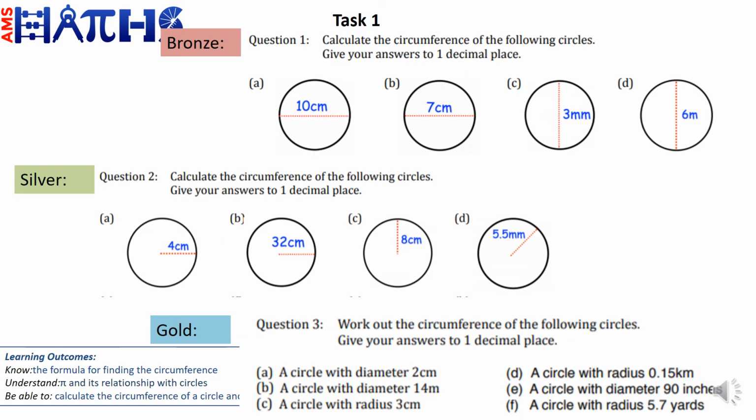All right, here's our first task. To calculate circumference of circles. Bronze, you're given the diameter. Silver, you're given the radius. And gold, you're given a mixture. So you'll have to decide which of the formula for circumference you're going to use. Look back at the examples. I hope you wrote them off. Spend no more than 15 minutes doing these questions. Then resume the video to check your answers.